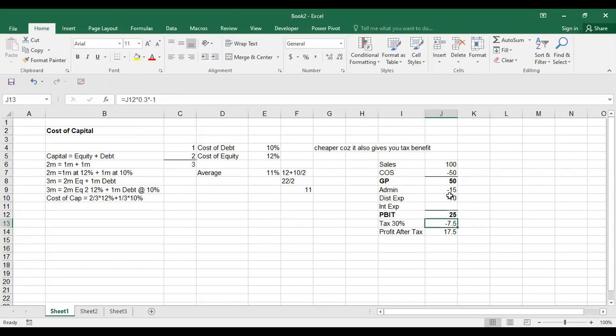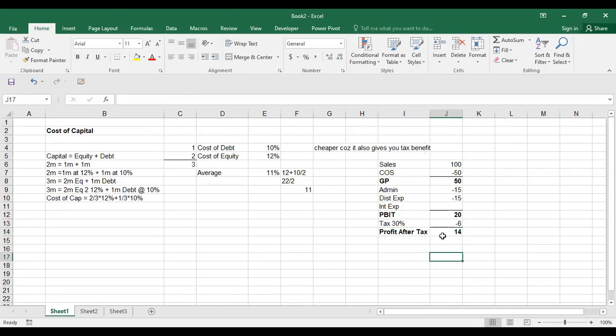Okay, can I make these numbers a little bit simpler? Let's do it like this. My profit before tax is 20. $6 I pay as tax expense, and my profit after tax is $14. So profit before tax 20, after tax 14. In this scenario, I create a condition.